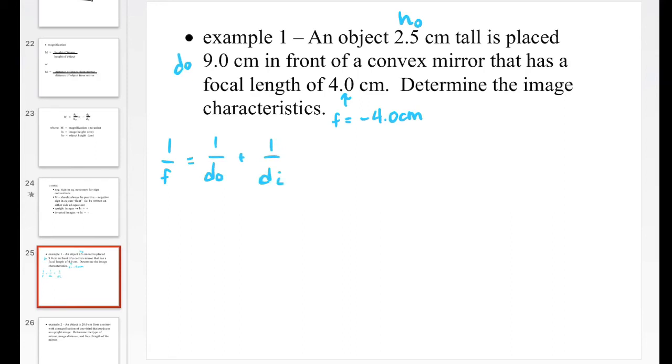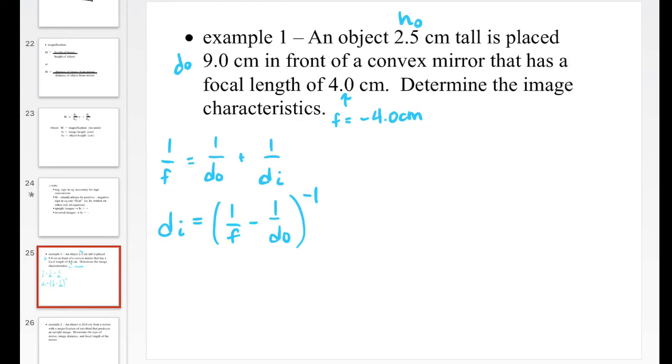Okay, so to find the image distance, of course, I can just subtract 1 over DO from both sides. That gives me 1 over DI. But what I need to do is take the inverse of that. So if I really want the image distance, I need to take 1 over F minus 1 over DO, and I need to take the inverse of that whole thing.